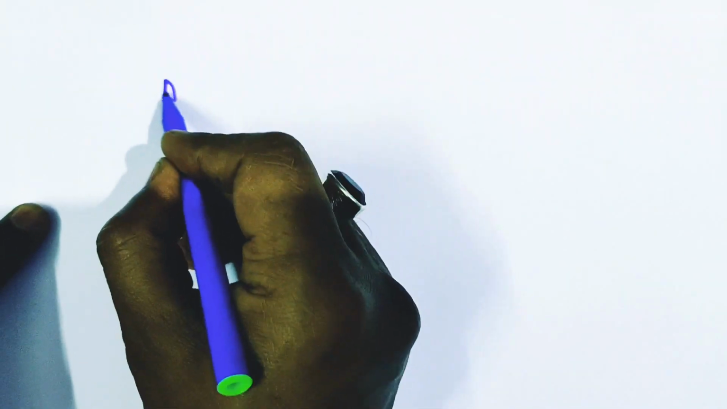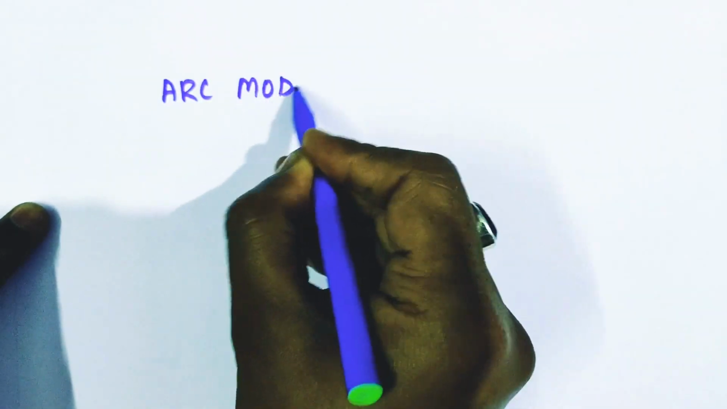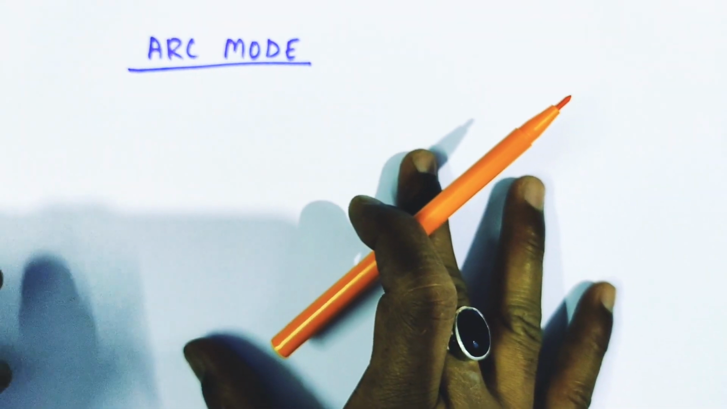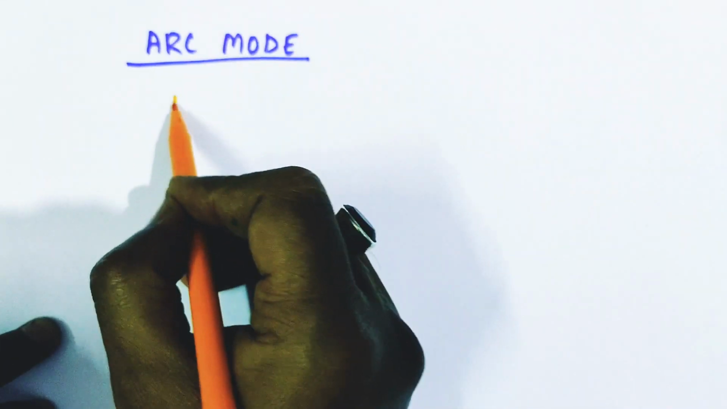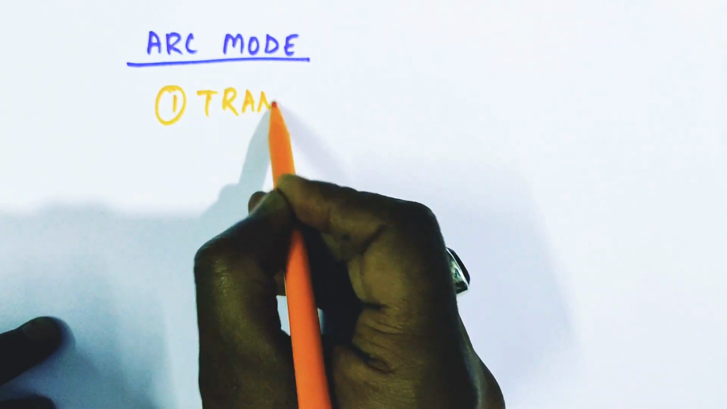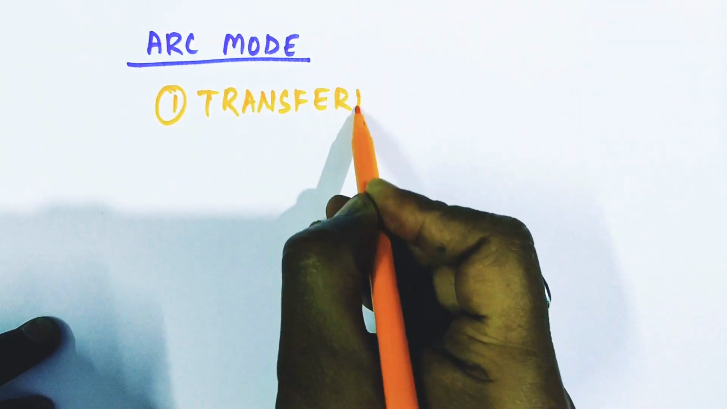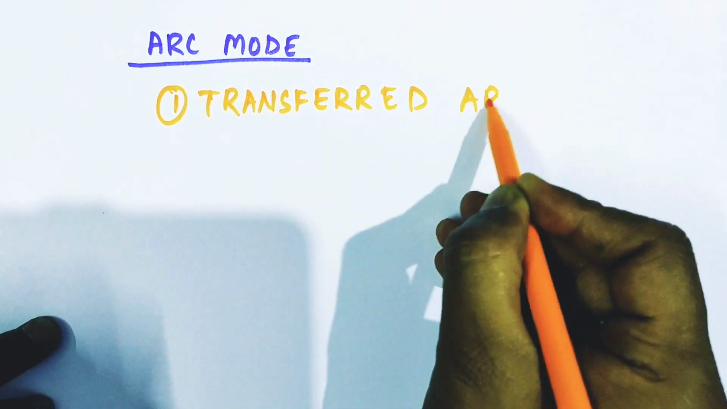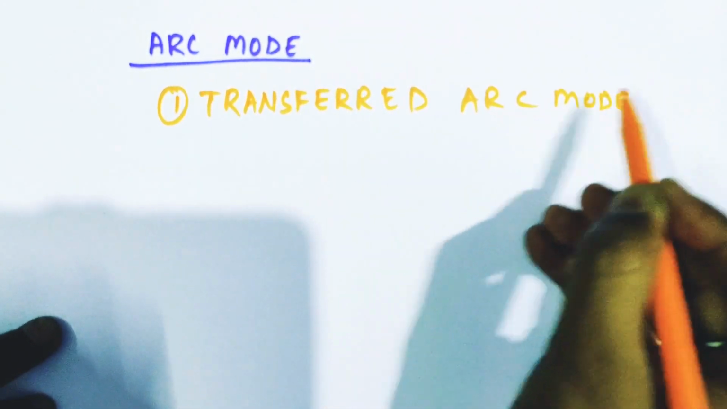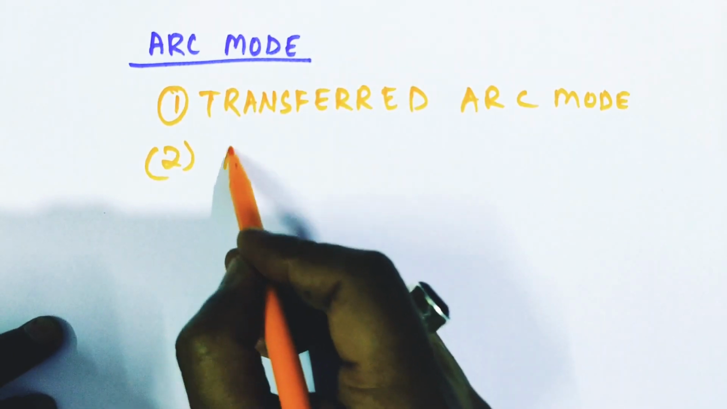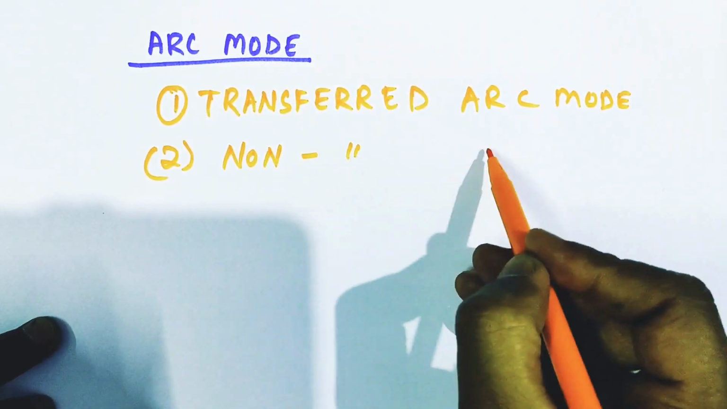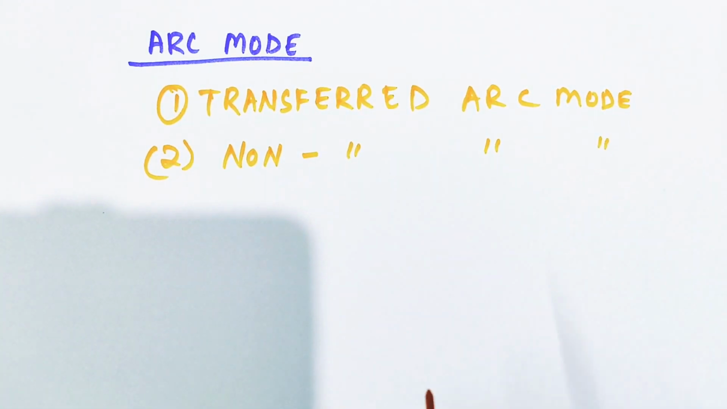Now I'll tell you one more important term, and that term is arc mode. Whenever we discuss plasma arc welding, this arc mode is very important. Two types of arc mode are used in plasma arc welding. First one is transferred arc mode, and the second one is non-transferred arc mode.